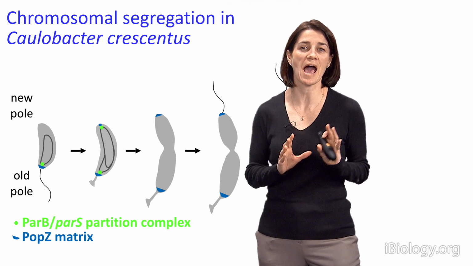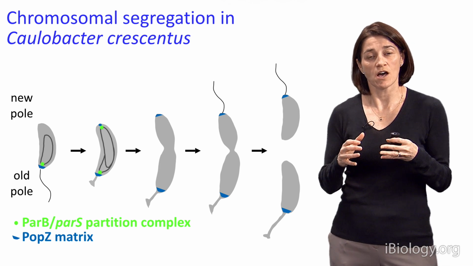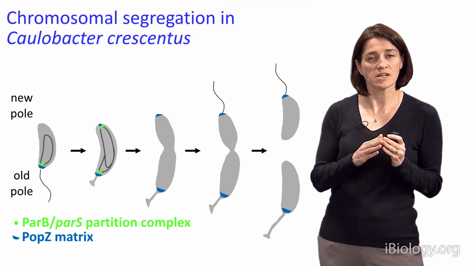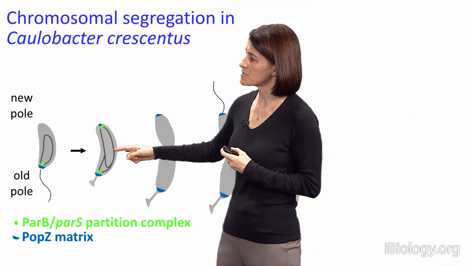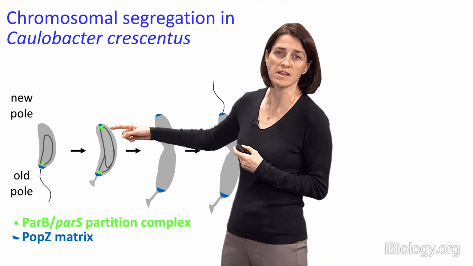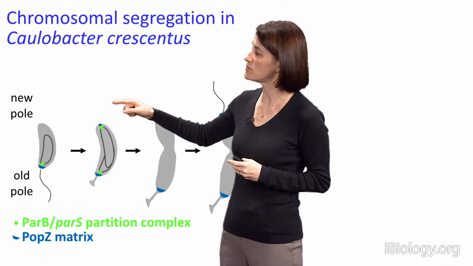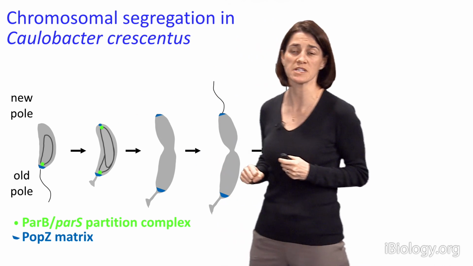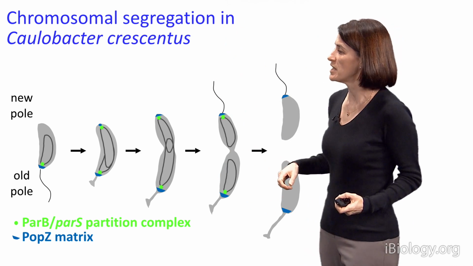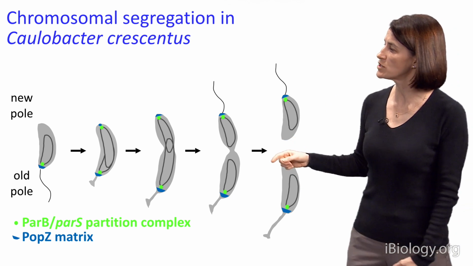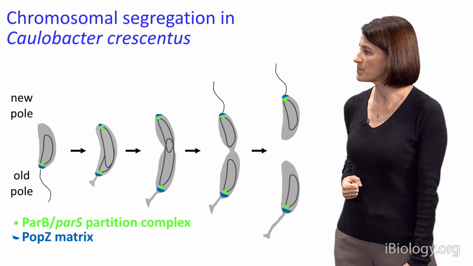Okay, so this is actually happening while replication is still ongoing. In bacteria, unlike in eukaryotic cells, replication and segregation occur at the same time. As one of the partition complexes is migrating to the opposite end, when it reaches the end, it's going to be tethered because it's going to interact with a growing ParBZ matrix. And now DNA replication is going to keep going, and the chromosome is going to unzip such that each daughter cell is going to inherit a chromosome following division.